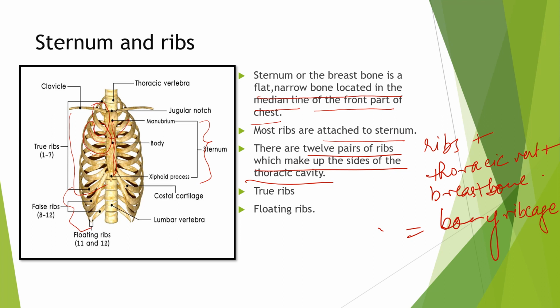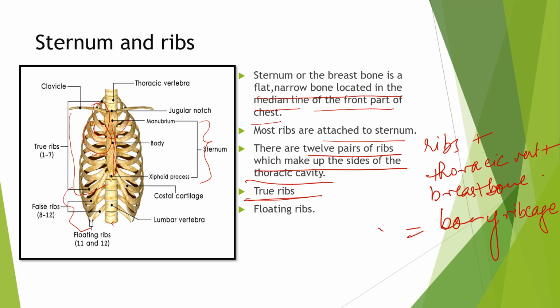Now the first to 7th ribs, you can see in the diagram. Please follow this diagram. The first to 7th ribs are all attached directly to the anterior part, that is to the sternum, the breastbone, by a strip of hyaline cartilage. These ribs are called true ribs. So the 1st to 7th ribs are all called true ribs because they are all attached to the sternum.